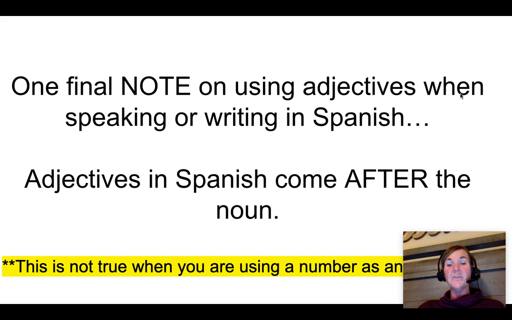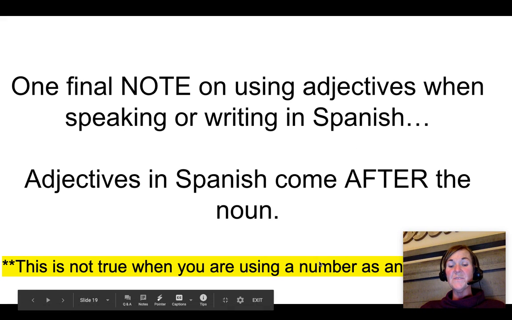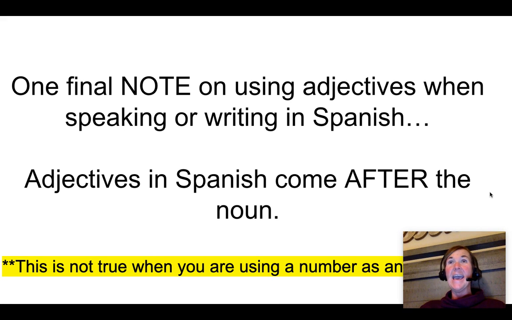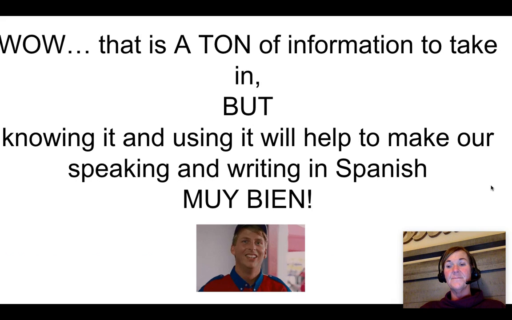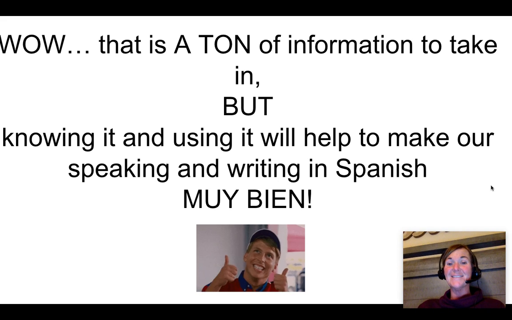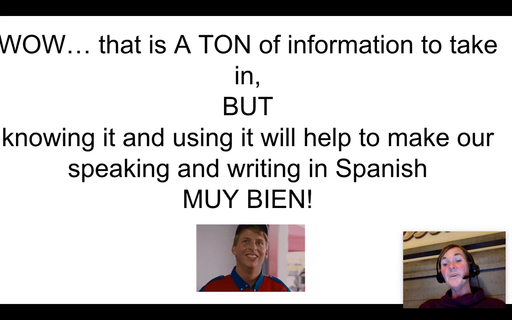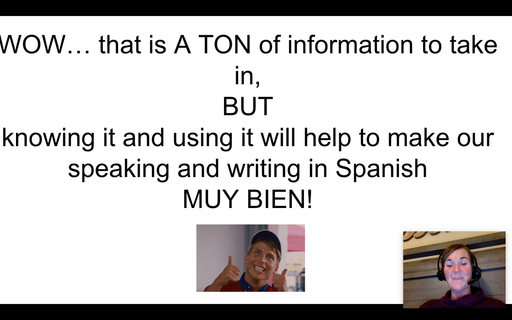So one final note on using adjectives when speaking or writing in Spanish. Adjectives in Spanish come after the noun. The only time this is not true is when you are using a number as an adjective. If you're saying like, I have 6 dogs, you would say, yo tengo 6 perros. Okay, wow, that is a ton of information to take in, but knowing it and using it will help to make our speaking and writing in Spanish muy bien.